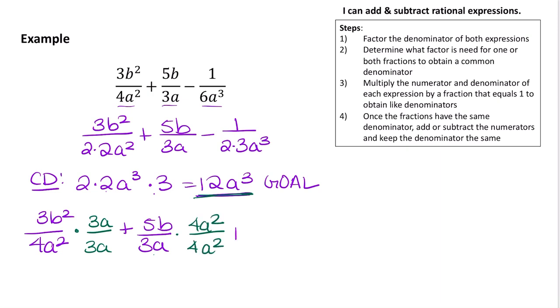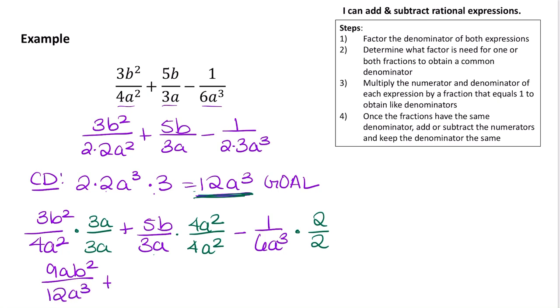Okay, final fraction, that should be a minus. That's minus 1 over 6a cubed. Okay, let's think about what's missing here. I want it to turn into 12a cubed. What I need to multiply by is 2, right? So numerator and denominator get multiplied by 2. So now I just go ahead and multiply what I've written out. So 3b squared times 3a is going to be 9ab squared. And then the denominator will just multiply to 12a cubed.